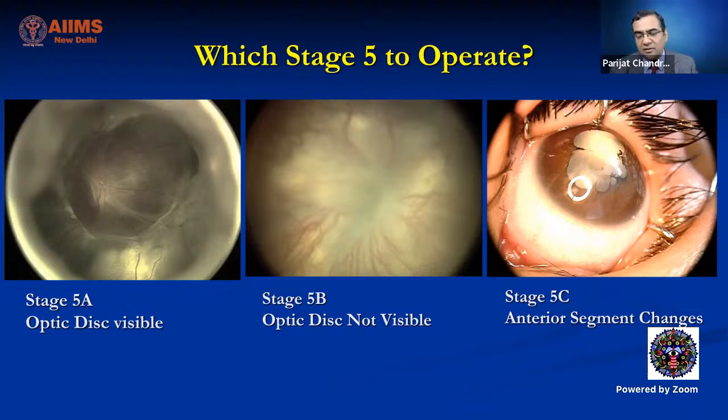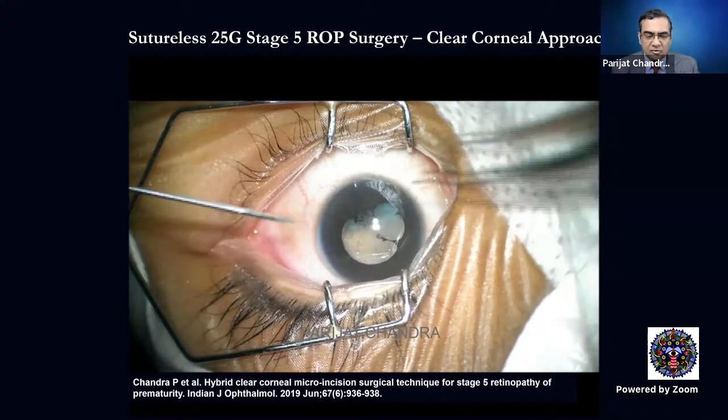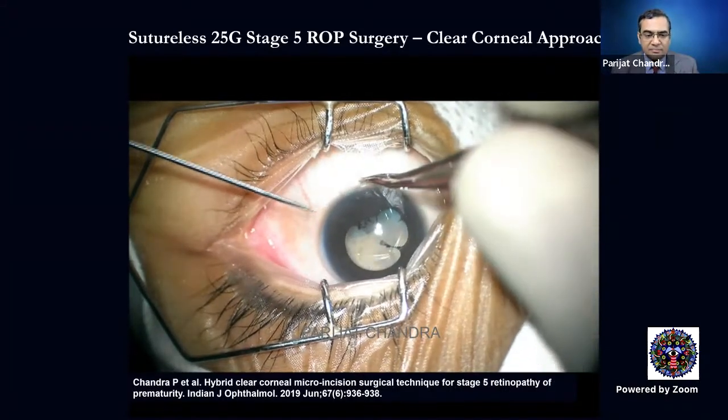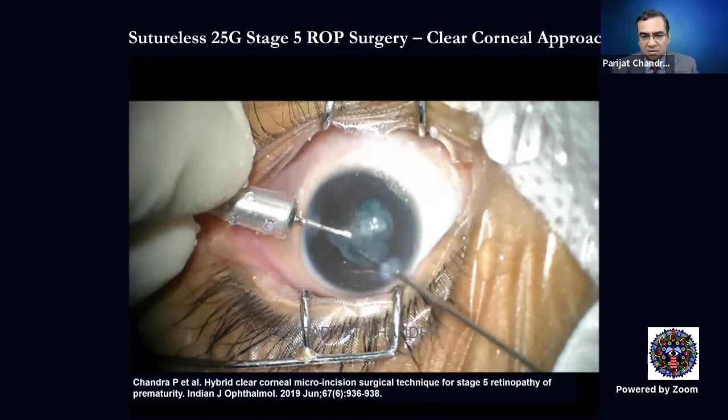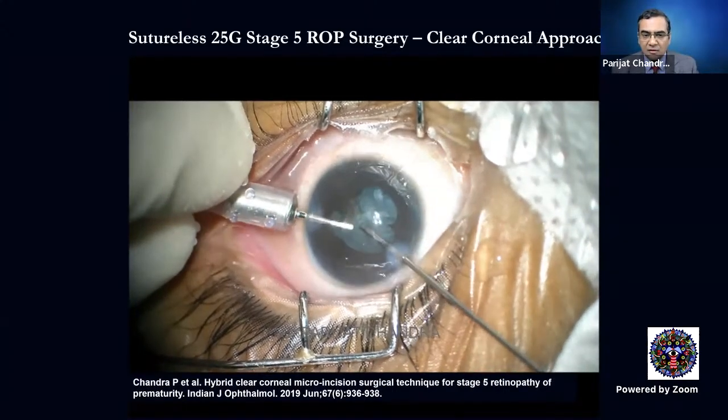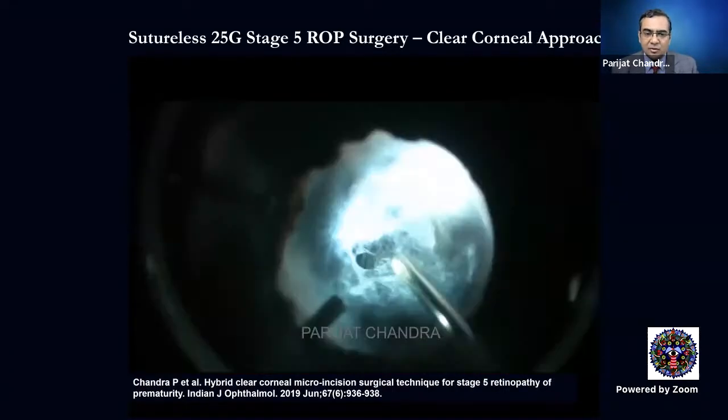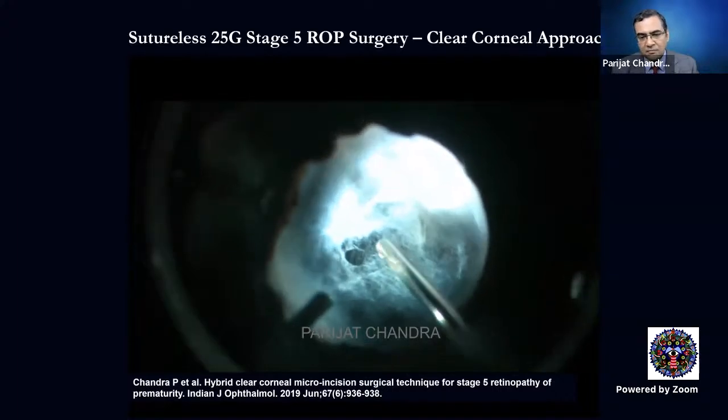In stage 5B and 5C, surgery can be tried depending on how much media clarity is there. And obviously it's a more challenging situation, but you can go ahead and try in these cases. There's a short clip of how I like to do it. So this is 23G MVR going in, and through that 25G instruments go in. This allows for a snug fit, and here lensectomy you can see is being done.